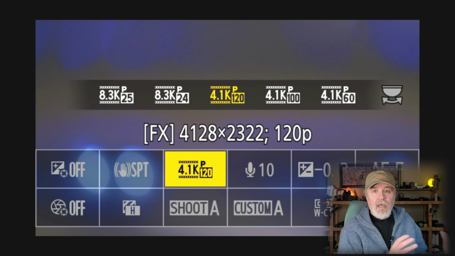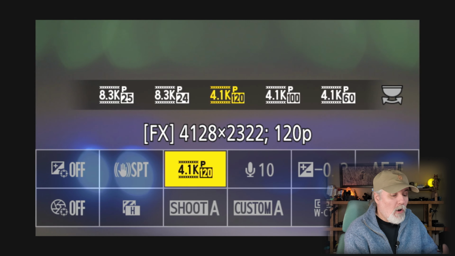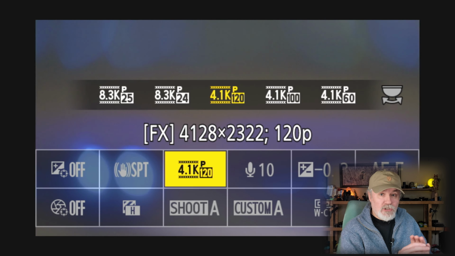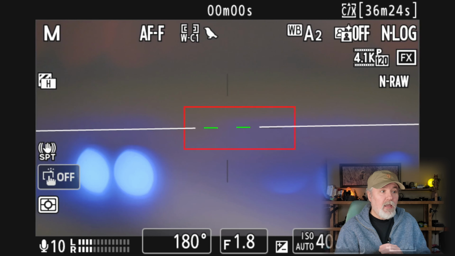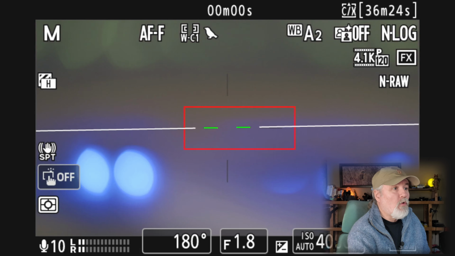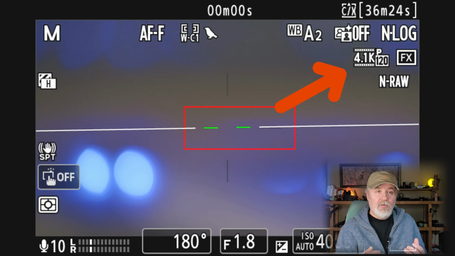Say I want to go from 8K 60 to 4K 120. I want to do some slow motion video where I'm going to be slowing it down in post. You basically, just by spinning the dial, when you half press the shutter button, it changes to the 4K 120. You can see up here, it's changed to 4K 120. It's a beautiful way of doing it.